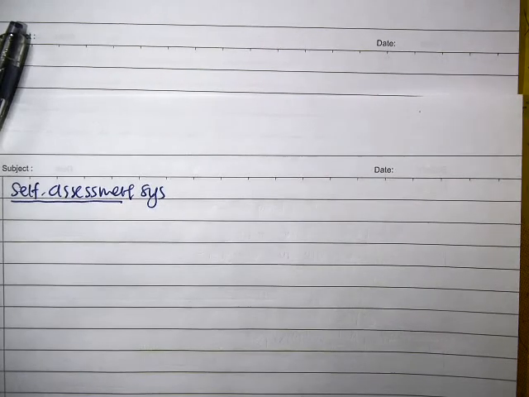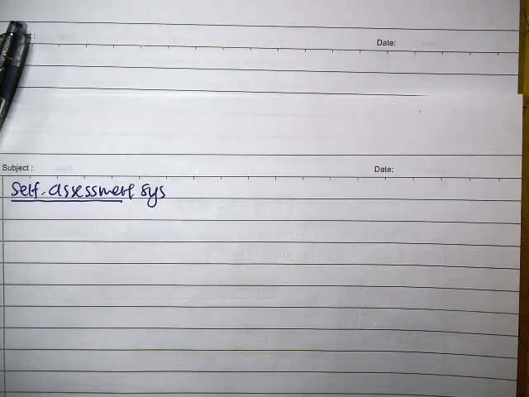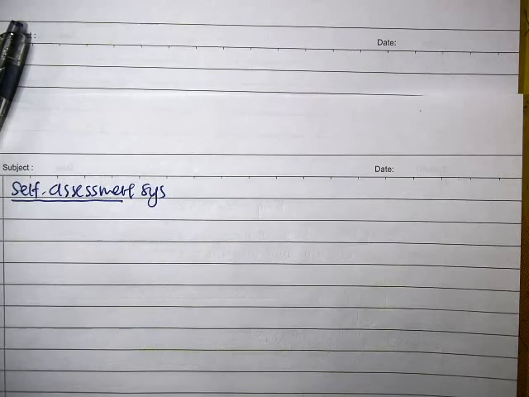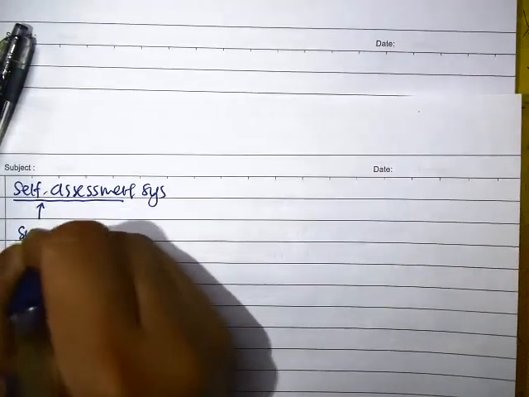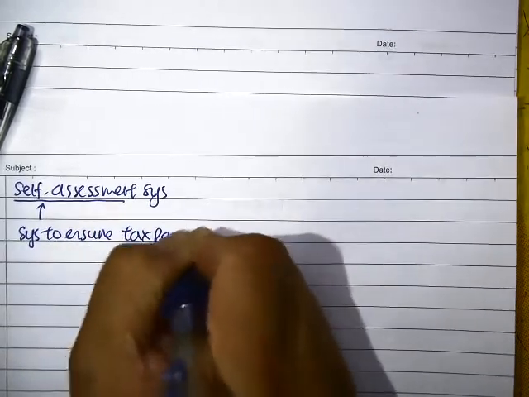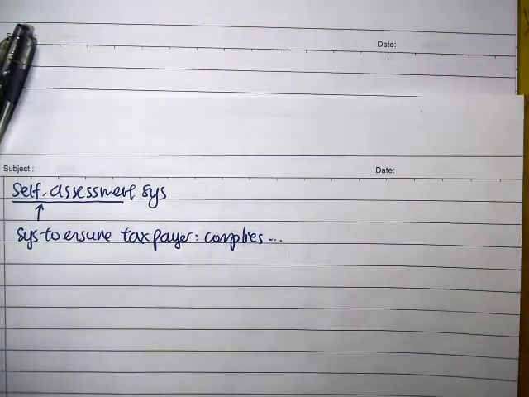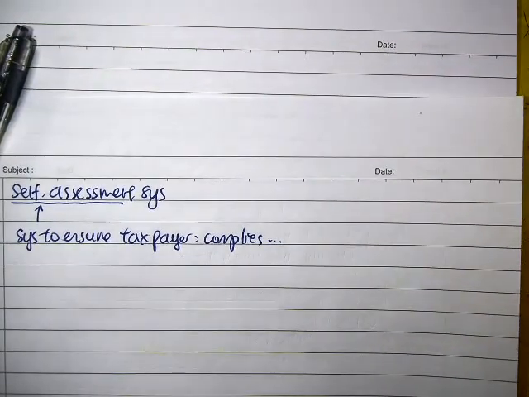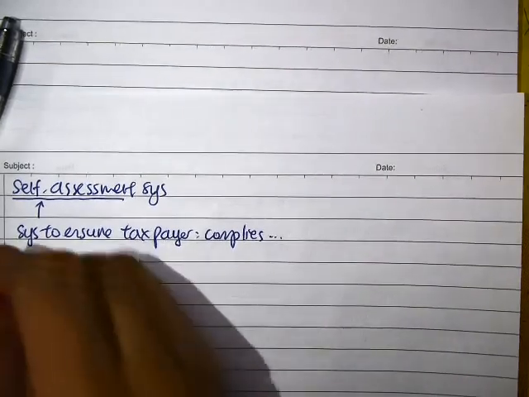Unlike those days you still have to submit document. You want to claim relief, you got to send your receipt. They got to see, then they allow you to claim. It's not you say, then you claim. But now it's different. You say, you claim yourself. Okay, you know? So that's why we need to have a system to ensure that taxpayer complies with the provision of the law. So how do you know whether taxpayer complies with provision of the law?